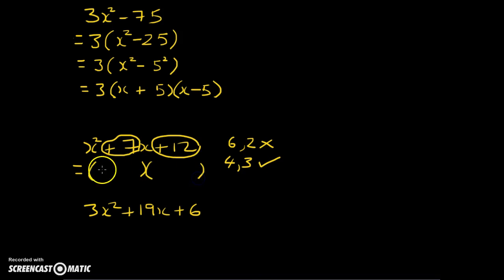So set up the brackets. It's x and x at the front because it's x squared. And we found our numbers, so we just need to pop those in there. So plus 4, plus 3.